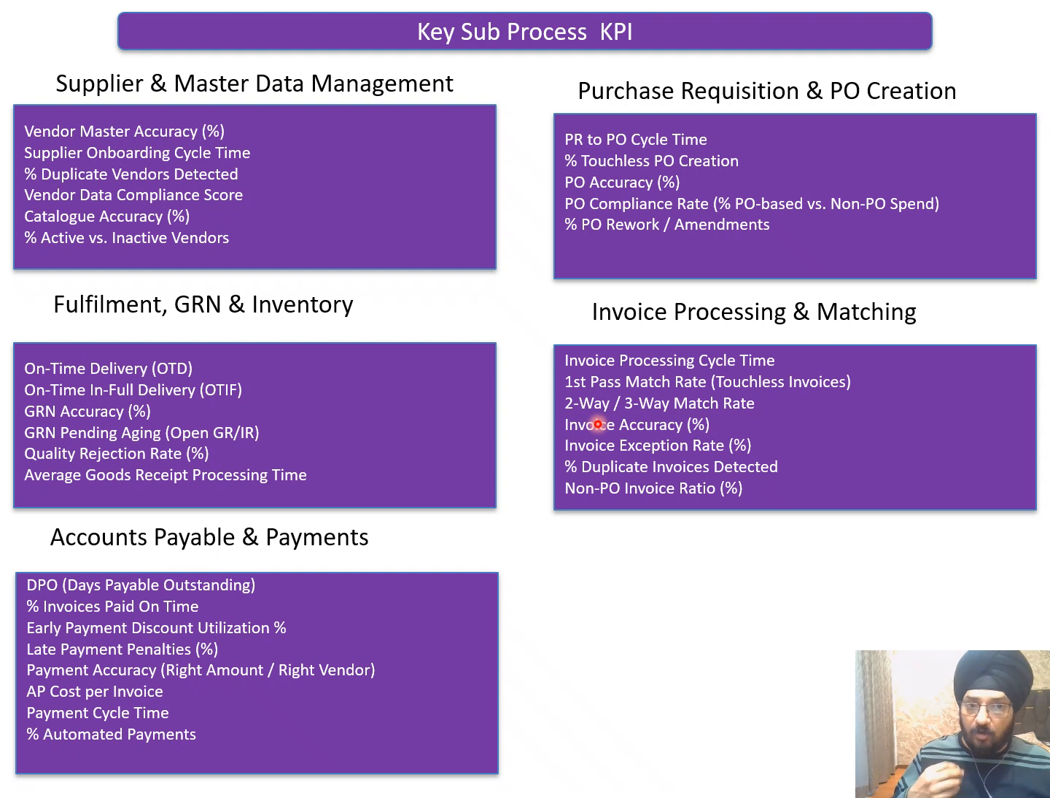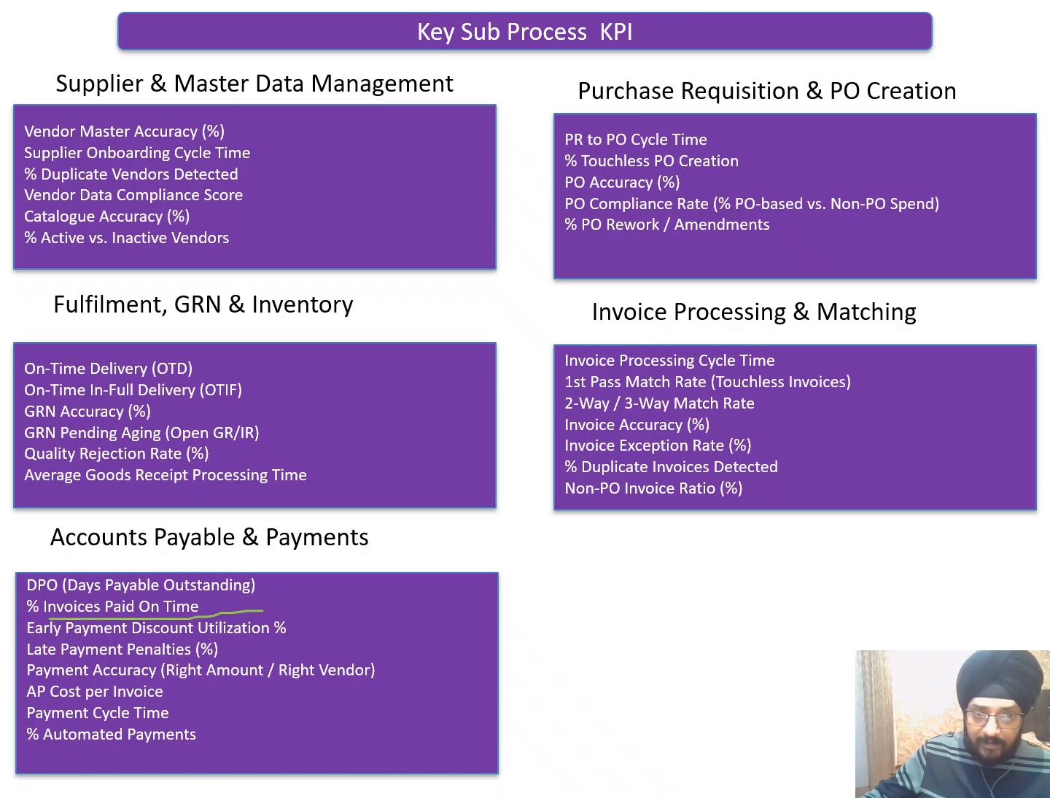So these accounts payable and payments KPIs help us again to look at the health of the process. If late payment is there, why is it so? Because late payment means that we are paying a penalty. If we have not negotiated with the vendor and have not availed the early payment discount, this is a loss to the organization.